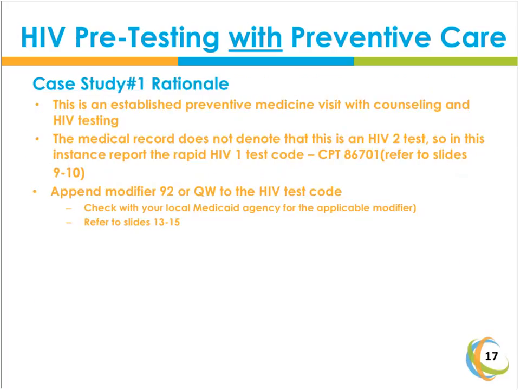The next slide just provides you the rationale for the code selection. This is an established patient presenting for HIV testing. The medical record does not state that this is an HIV-2 test. So because there is no indication in the medical record of this being an HIV-2 test, it is presumed that it is an HIV-1 test. So the correct code for this service is CPT code 86701. And based on guidance from your local Medicaid agency, you would determine if you're going to use Modifier 92 or Modifier QW.